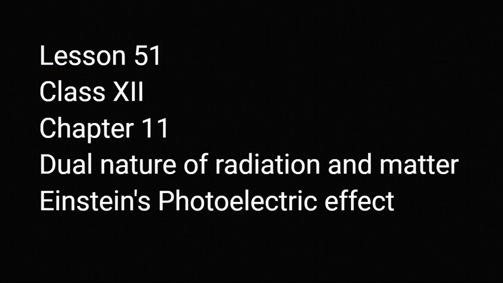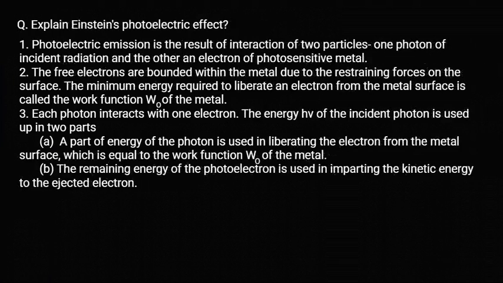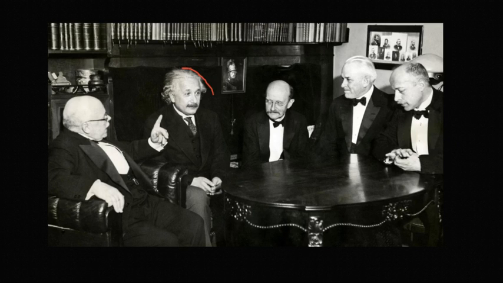In this lesson we'll discuss Einstein's photoelectric effect. So Einstein used Planck's quantum theory to explain the photoelectric effect in the year 1905, for which he received a Nobel Prize in the year 1921 for his contribution in theoretical physics and his explanation for the photoelectric effect.